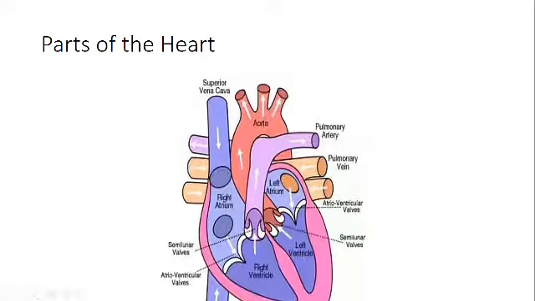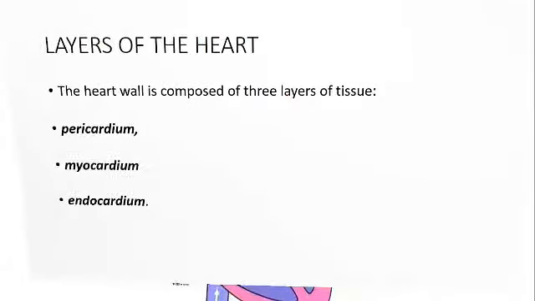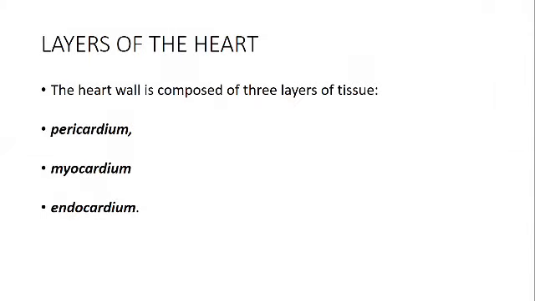If you look carefully here, you may also see that there are some valves in the heart that divide it into 4 different chambers. We'll look later at the respective valves of the heart. The heart is composed of 3 layers of tissues.